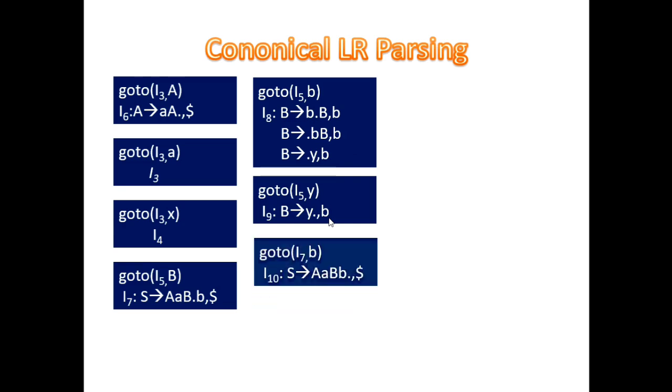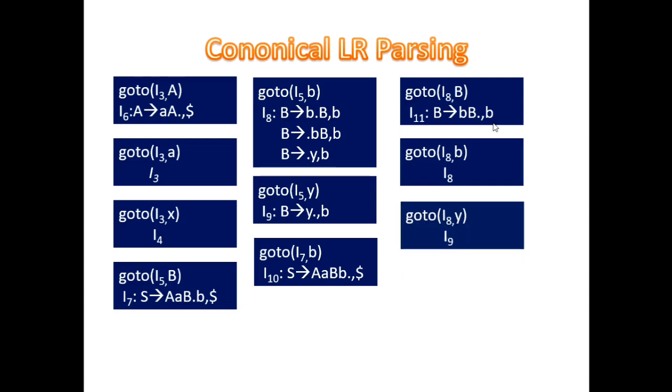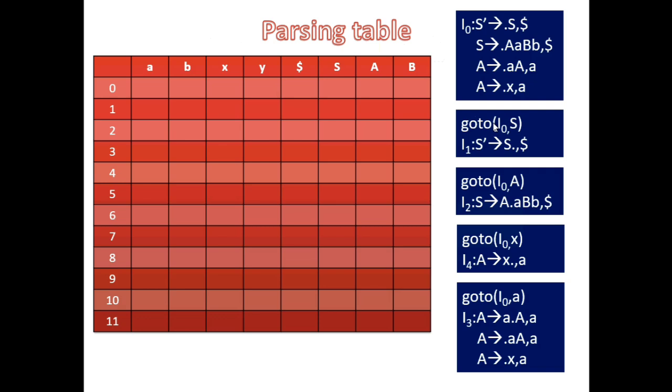Now the next is goto of I7, B, which is resulting in small a, capital A, small b, capital B dot. And finally, we will make goto of I0, 8, I8, B, it is B, small b, capital B dot. It is made as I11. And I8, B will be resulting in I8 itself because on repeated iteration we get the same item set. And I8, Y will be resulting in I9. And that's about it. Now we'll try to construct the parsing table for this.